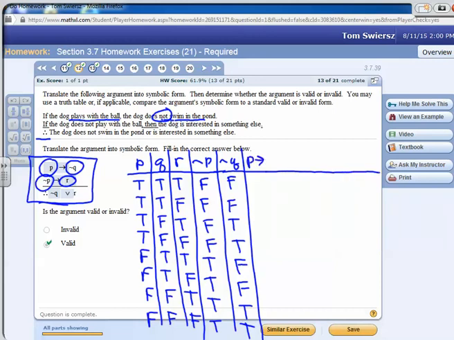If P, then not Q, right? There's premise number 1 right here. If P, then not Q. So we have P and Q, not Q is the first column with the 5th column.